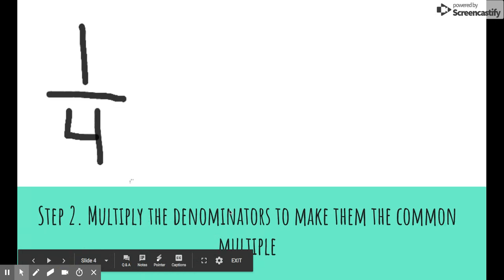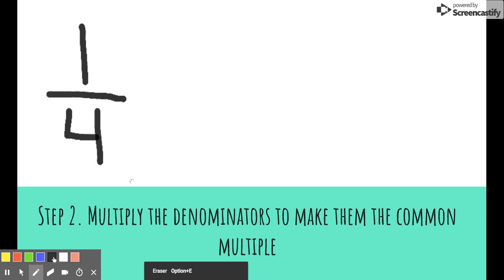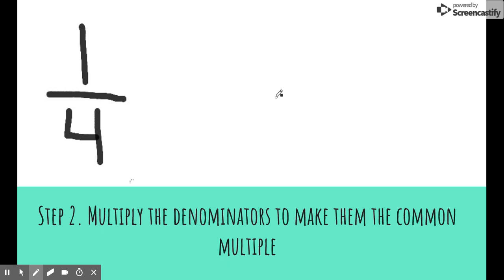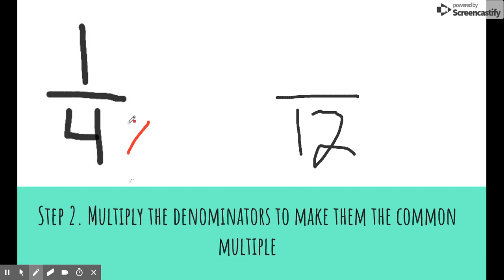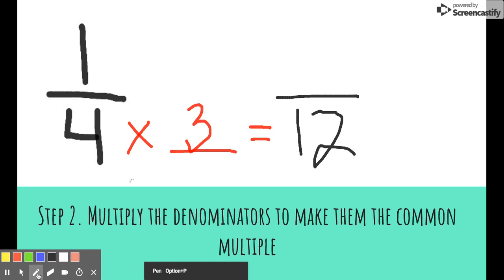So our next step is to multiply the denominators of each of our fractions in order to make them into the common multiple we found. So in this case, we're looking to see how to make 4 into 12. So we need to get to a fraction that has the denominator of 12. So we need to find out what times 4 equals 12, or 4 times what equals 12. If we remember our multiplication facts, we know that 4 times 3 equals 12. So we're going to do 4 times 3 in order to get 12 in the denominator.